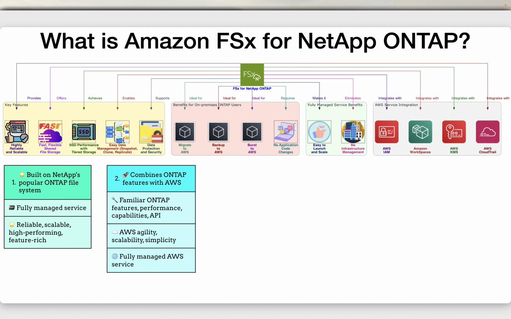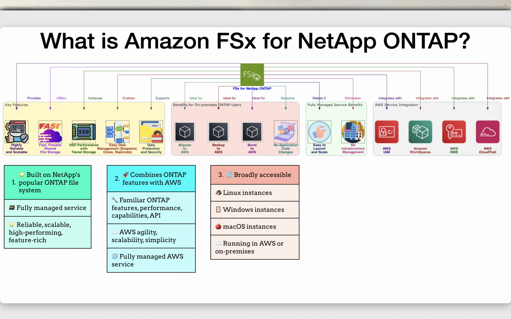FSx for ONTAP combines the familiar features, performance capabilities and API operations of NetApp file systems with the agility, scalability and simplicity of a fully managed AWS service. FSx for ONTAP provides feature-rich, fast, flexible shared file storage that is broadly accessible from Linux, Windows and macOS compute instances running in AWS or on-premises.